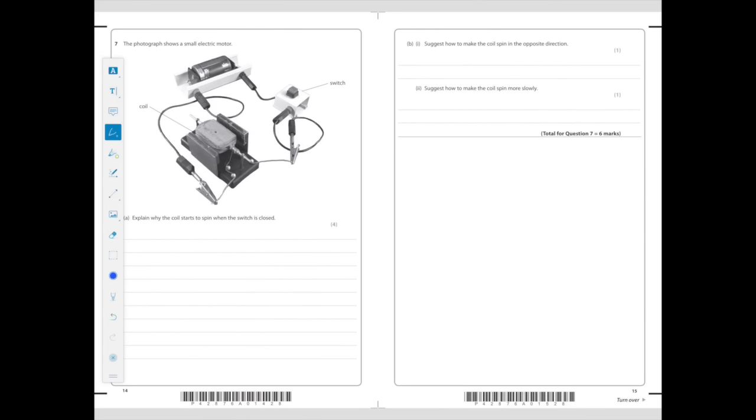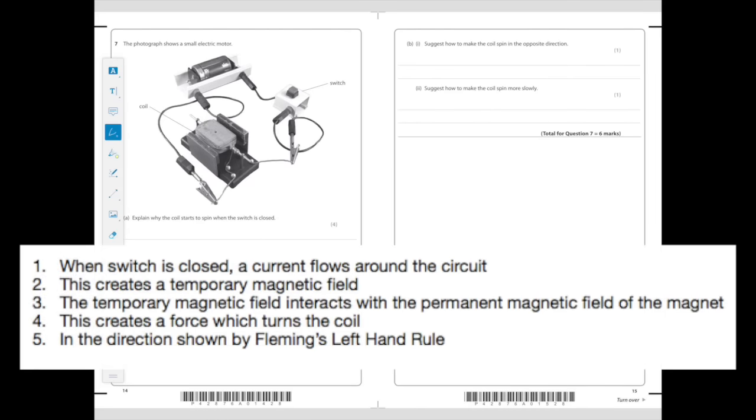The photograph shows a small electric motor. Explain why the coil starts to spin when the switch is closed. Remember, this is a magnetism question, so this is an answer which you can definitely rote learn. So what you want to say is when the switch is closed that the current flows around the circuit. This creates a temporary magnetic field around the magnet, which you can see is near the coil. It's stuck in the coil, so right here is where the magnet is.